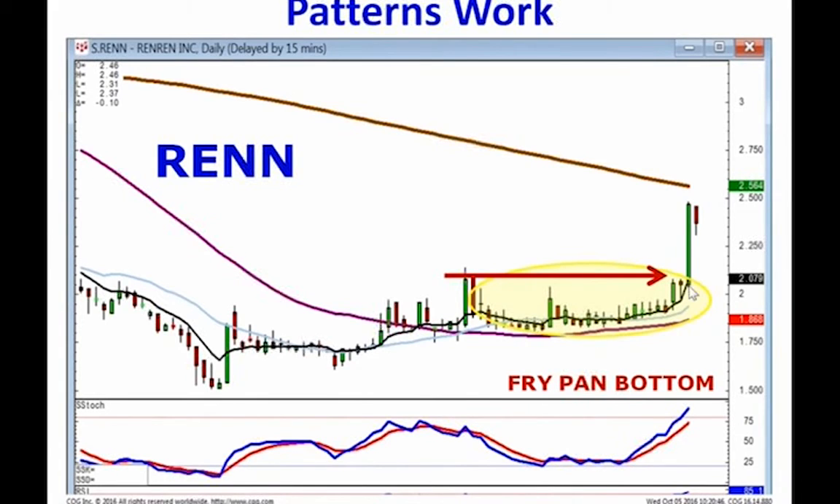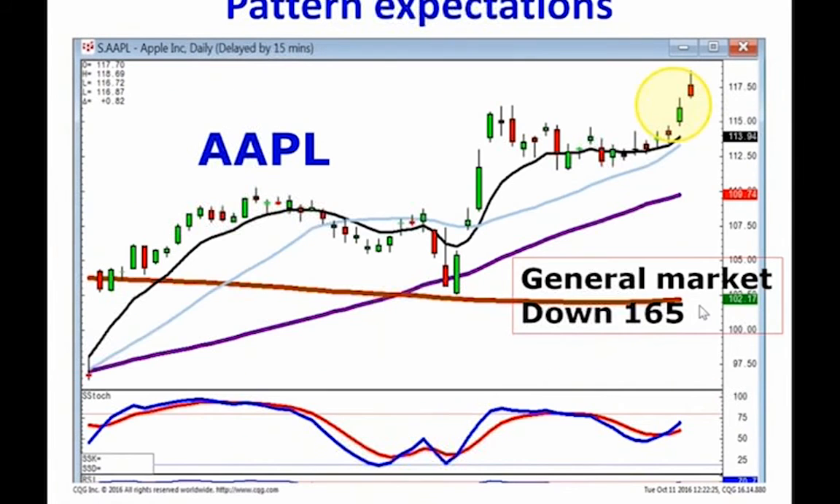One, that fry pan bottom breakout is usually going to be a very strong move. Or two, if it fizzles, I'm right back out of the trade with a very small loss and go on to something else or wait for the cup and handle setup. So that's what we were seeing in Apple today. This is the chart on Apple over the last few weeks. Nice fry pan bottom. And look where it's trading today when the general market is down 165 points.